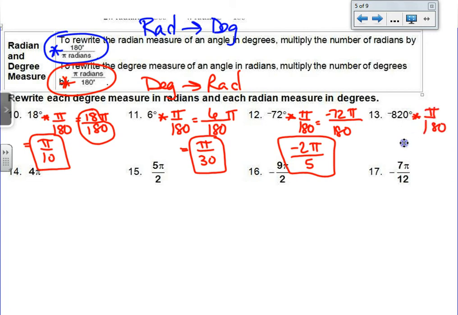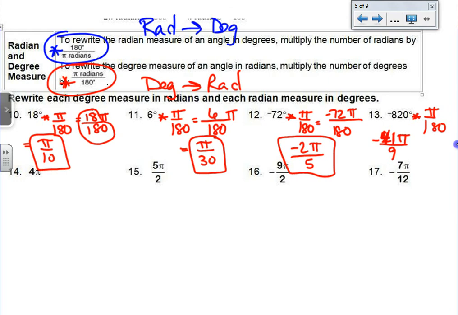Okay, negative 820 times pi over 180. You getting what to do here? Negative 820 divided by 180. Math, enter, enter, please. What was it? 41 over 9. That sounds more like it. Okay, if you can't read that, that says negative 41 pi over 9.